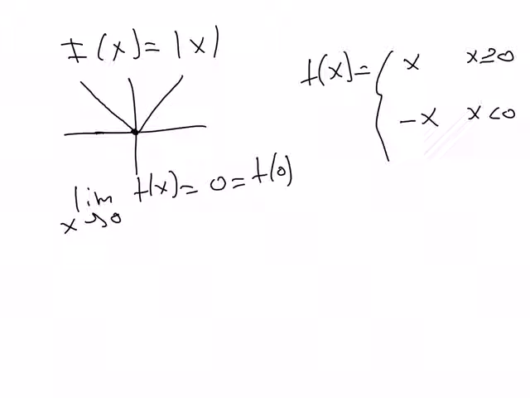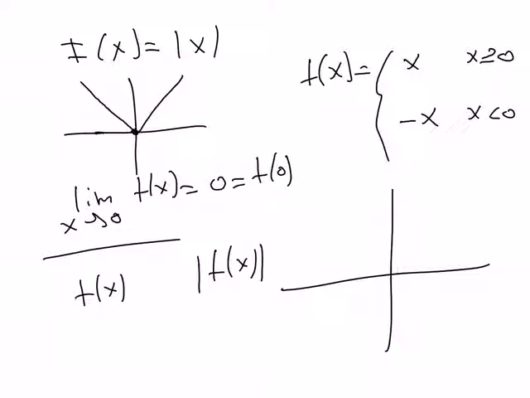And then part B says prove that if a function f is continuous on an interval, then so is the absolute value of f. So we want to show that if f of x, whatever it might be, is continuous, then the absolute value of f of x is continuous. And that's pretty simple to see why.